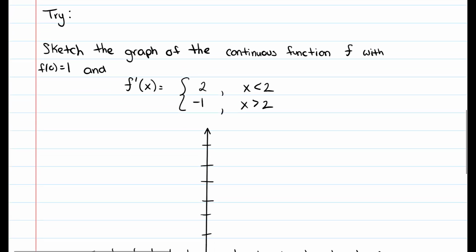Now on your own, I want you to try to sketch the function using these following conditions. It's very similar to the one we just did, but instead of giving you three properties, I give you one rule and tell you about the derivative. So based off this piece of information, we have the coordinate (0, 1). And then this piece of information tells me that when x is less than 2, the slope is 2, and when x is larger than 2, the slope is -1.